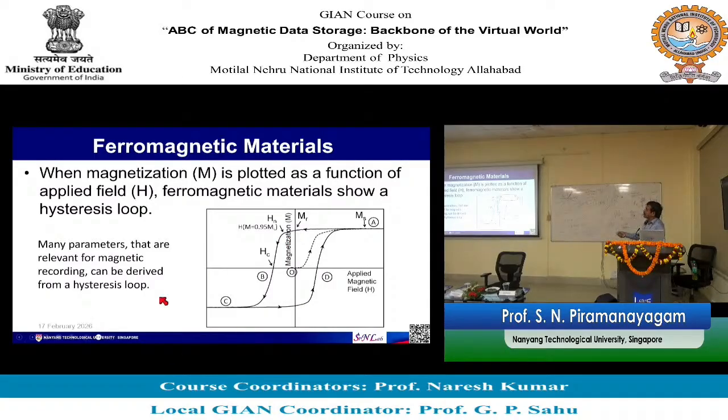This kind of property is obtained in ferromagnetic materials as well as ferrimagnetic materials. When we learn about magnetic recording, it is important that you know what I am talking about. I will be talking about MS, MR, coercivity and so on, so you should remember all these things.